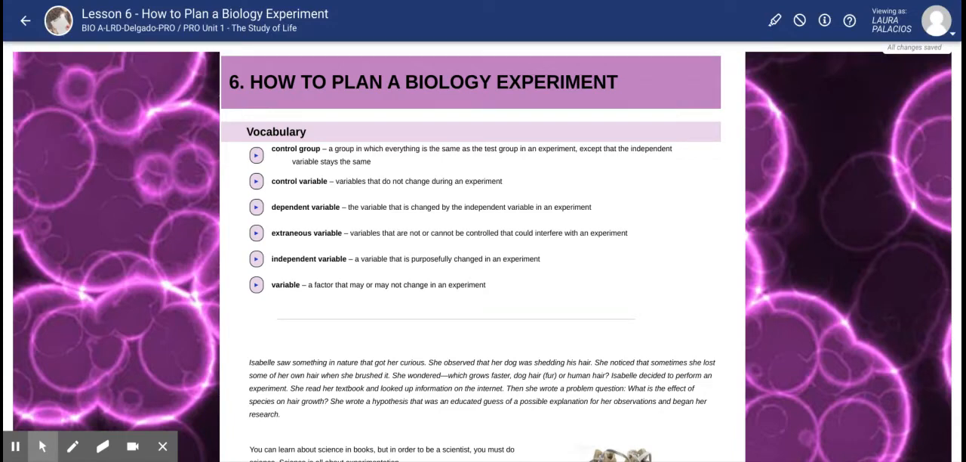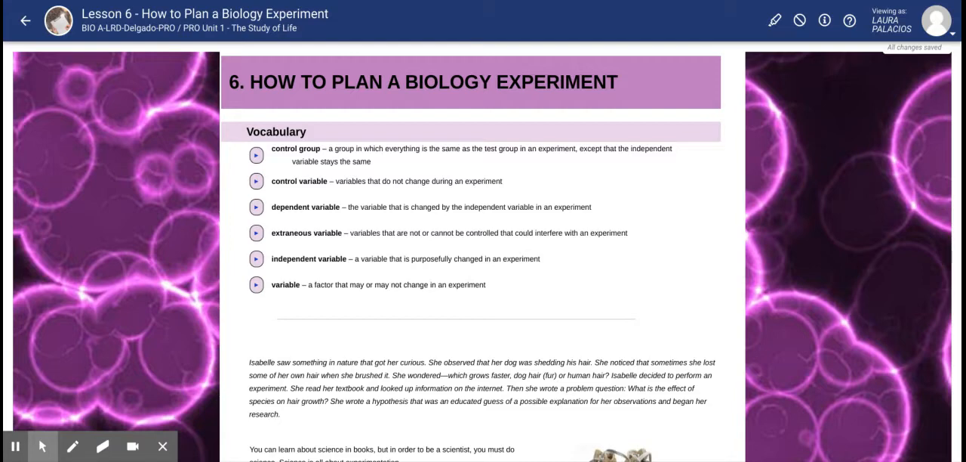Lesson 6 in Biology Unit 1, How to Plan a Biology Experiment. Vocabulary. Control group, a group in which everything is the same as the test group in an experiment except that the independent variable stays the same.